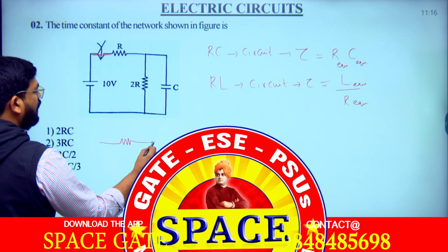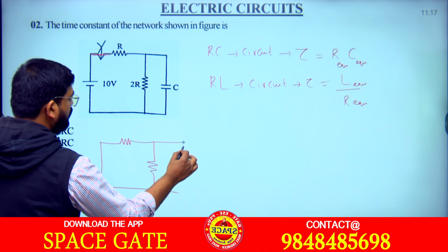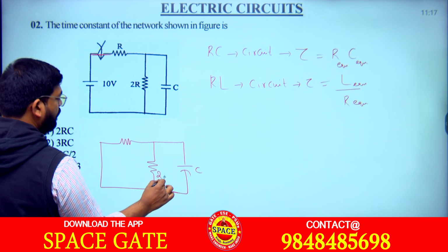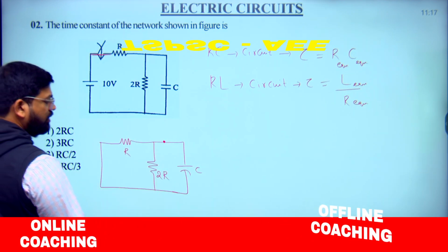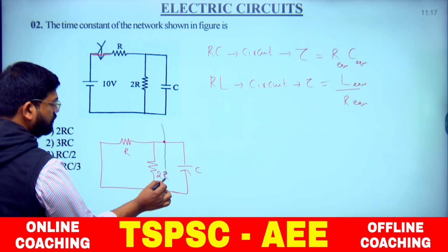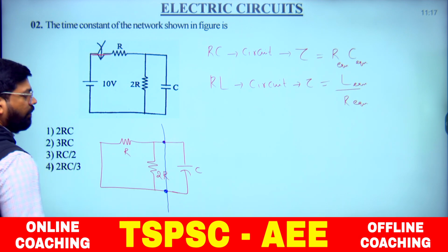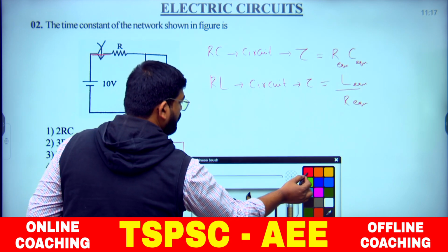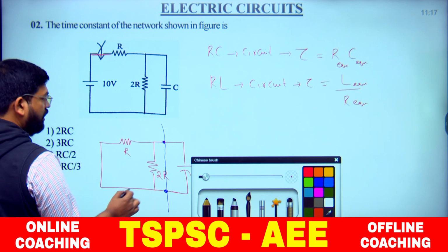Now if you follow that, when you close the switch here, how does the connection seem to be? R and 2R are connected like this, and this is our capacitance, right? This is 2R, and this one is R. Now here, in between these two terminals, we can separate the R as well as C.